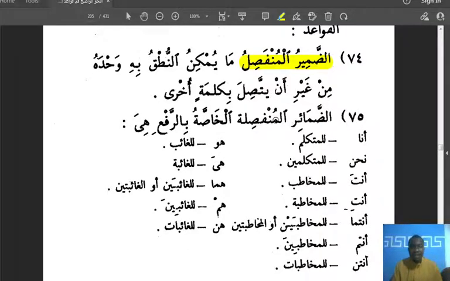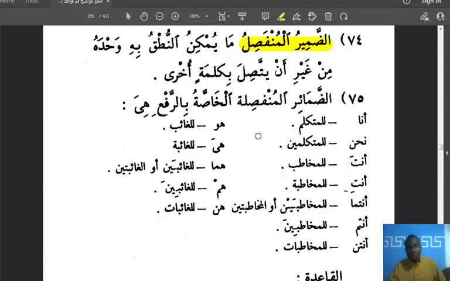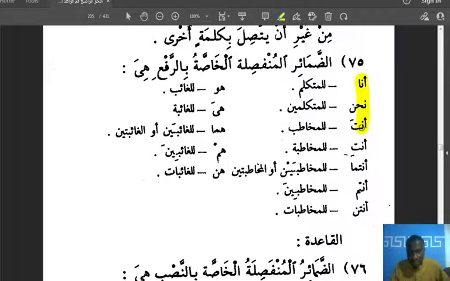Again, الضمائر المنفصلة الخاصة بالرفع are the detached pronouns that are specific for رفع positions, for nominative positions, like مبتدا, فاعل. Those are أنا, نحن, أنت. I don't think I'm supposed to show you what they are used for, but basically I need to explain these terminologies. When we say متكلم, first person, للمتكلمين, first person plural. متكلم in Arabic language means first person. So first person singular, first person plural.